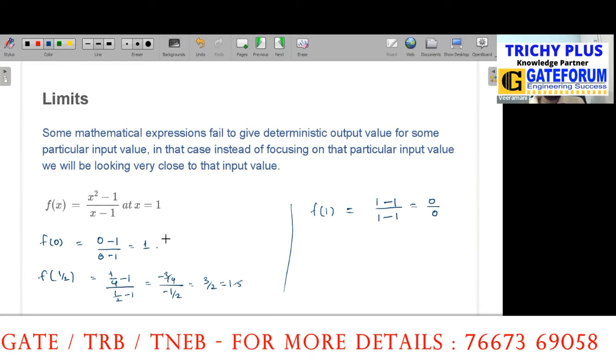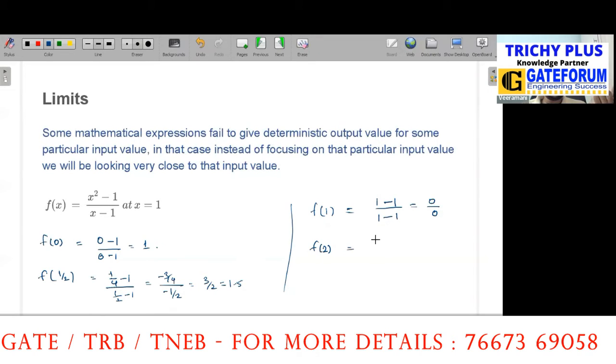Compared to other numbers, this is giving a weird answer, right? This is called an undefined number. The expression looks good: it is giving a value for 0 and it is giving a value for 1 by 2, but when you apply 1, it is giving 0 by 0. Correct? Now let's move on to f of 2 also and check what is happening.